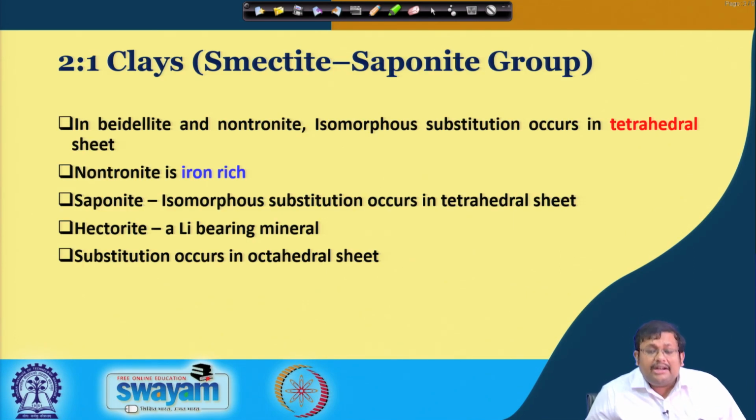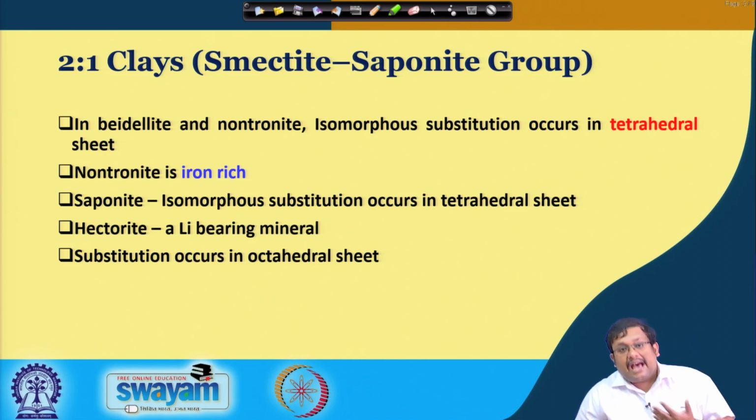So, other 2:1 type of clay in the smectite group are beidellite and nontronite. In case of beidellite and nontronite, isomorphous substitution occurs in the tetrahedral sheet. We have seen that in case of montmorillonite the isomorphous substitution was occurring in the octahedral sheet. Now, in case of beidellite and nontronite, this isomorphous substitution occurs in the tetrahedral sheet.